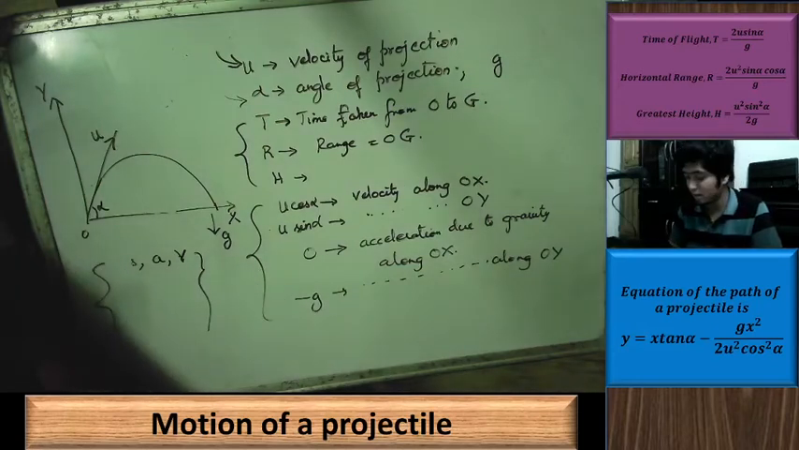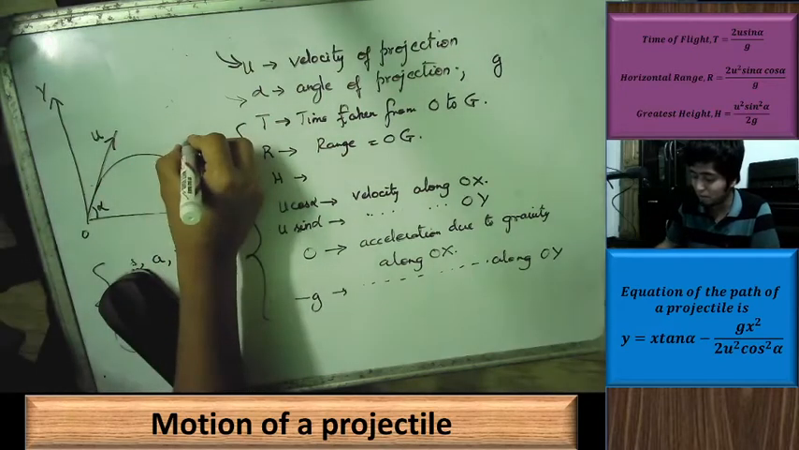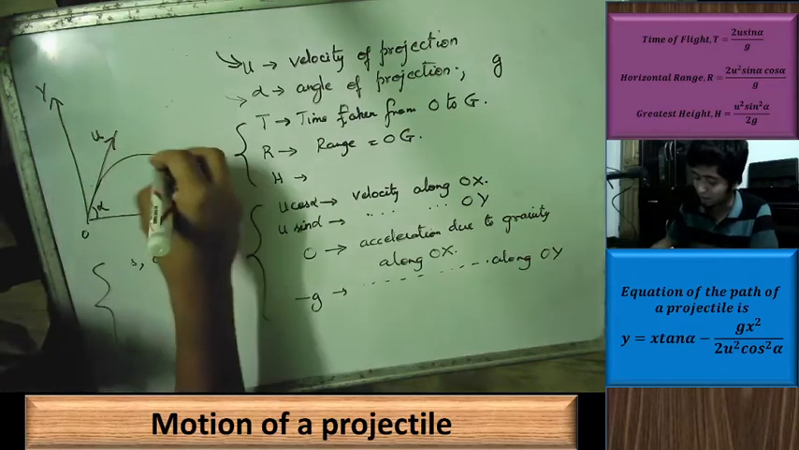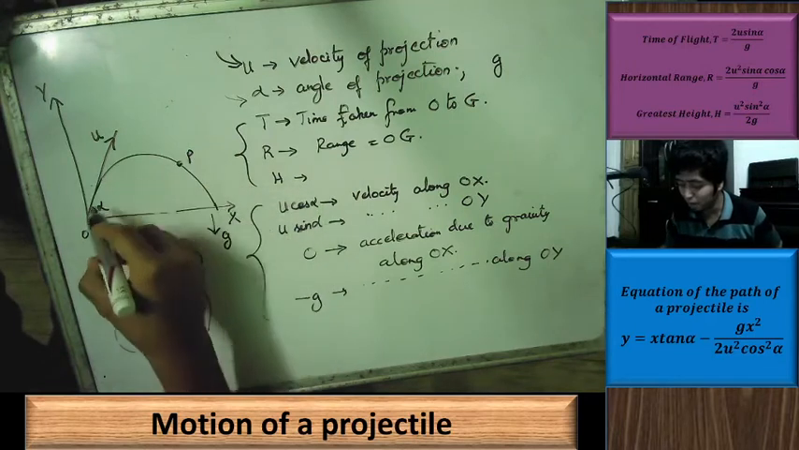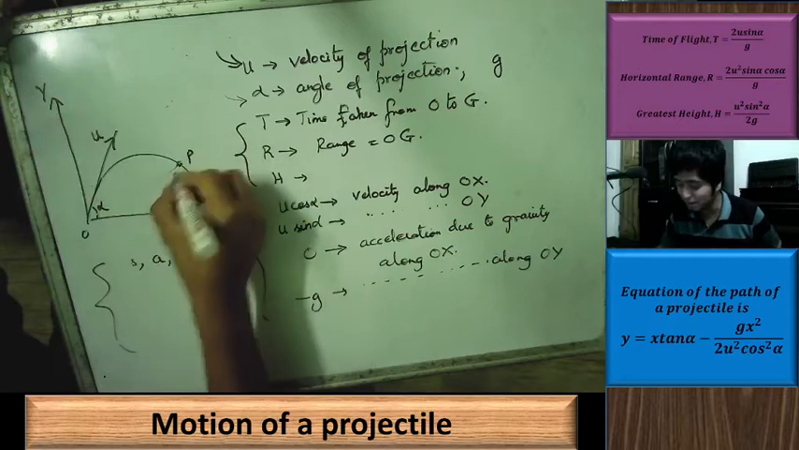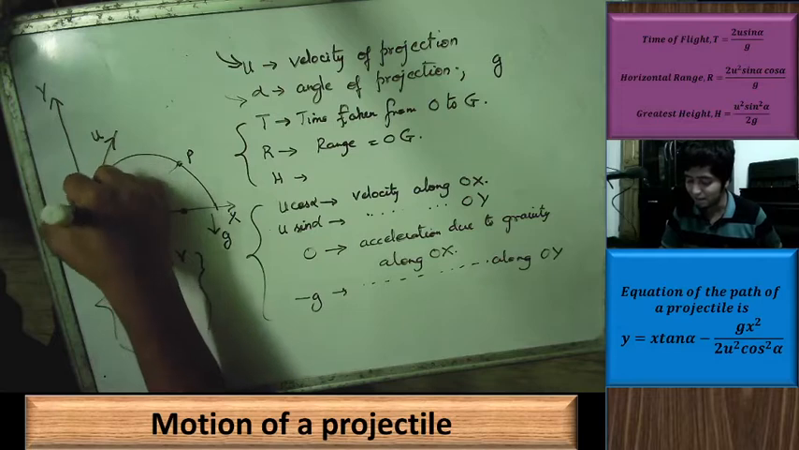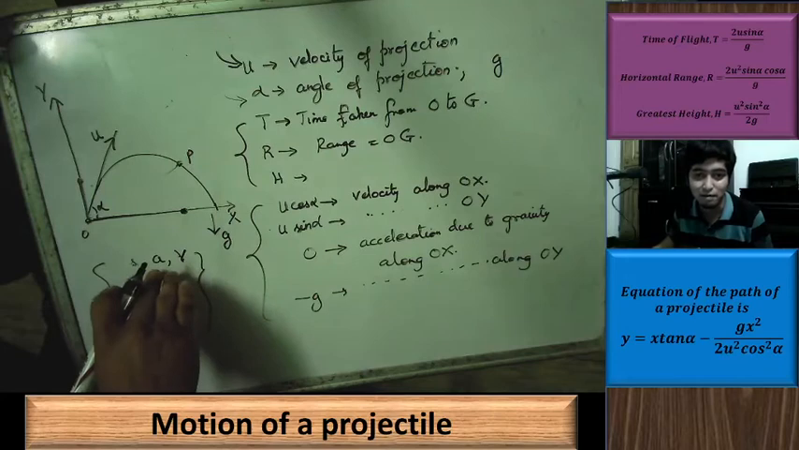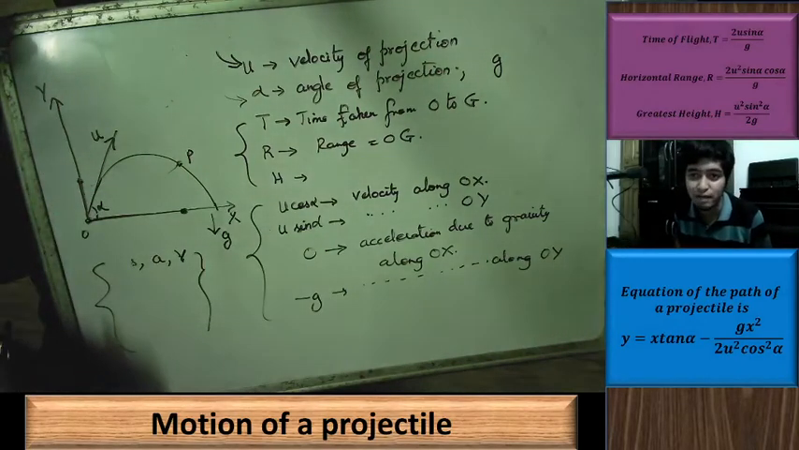Also, if we are measuring the distance, suppose we have this point P over here. I can either measure it directly like this, or I can use the two directions: the distance along OX and the distance along OY. So similarly, the distance, acceleration due to gravity, and velocity have all been measured along OX and along OY only.